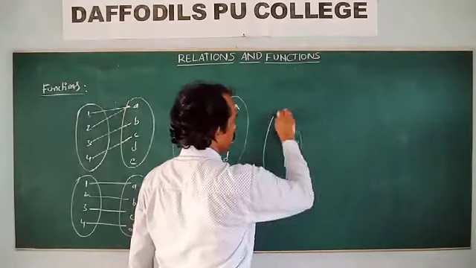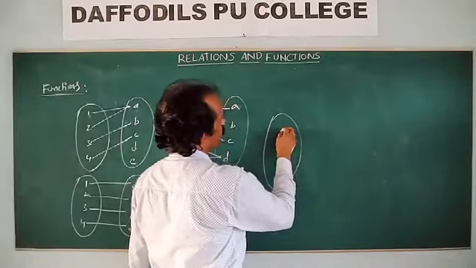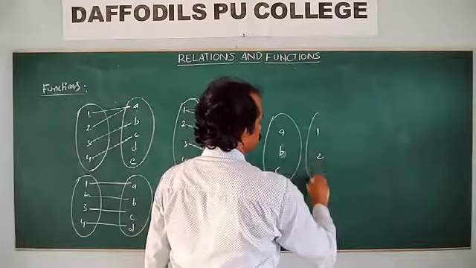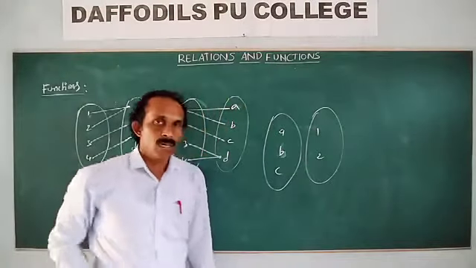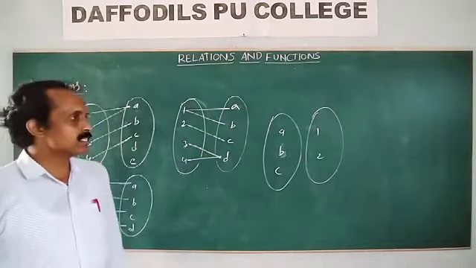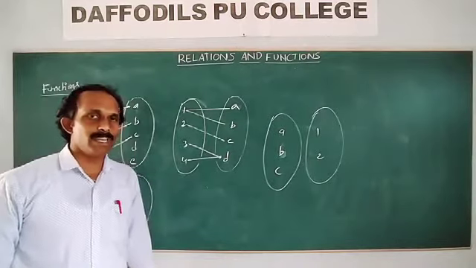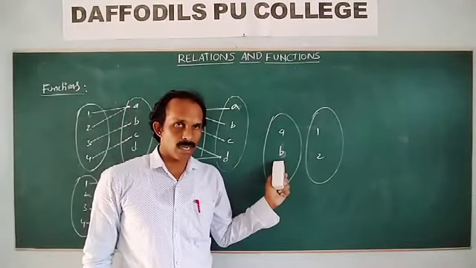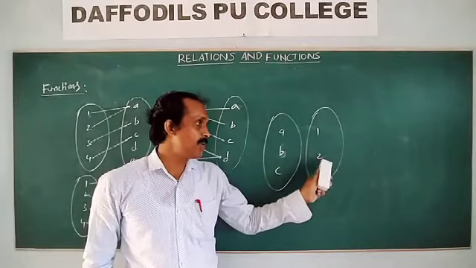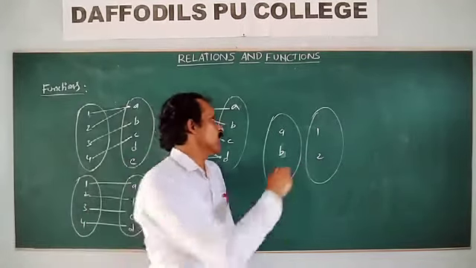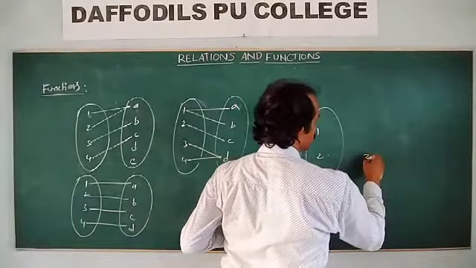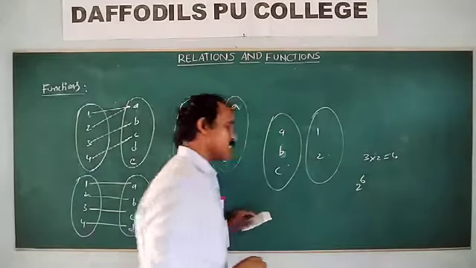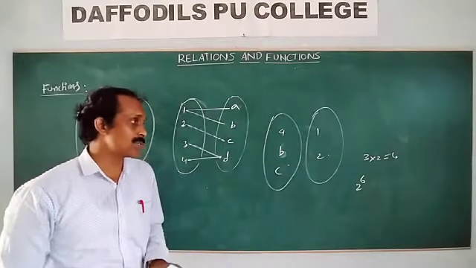For example, A, B, C and 1, 2. Previously we explained how many relations: 2 to the power of the number of elements in A times the number of elements in B. Suppose this, how many relations? 3 into 2, 6. Number of relations 2 power 6.